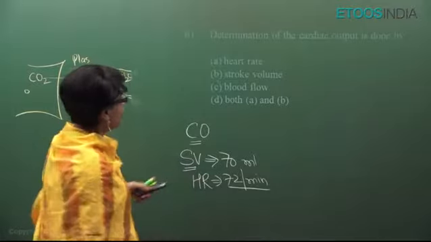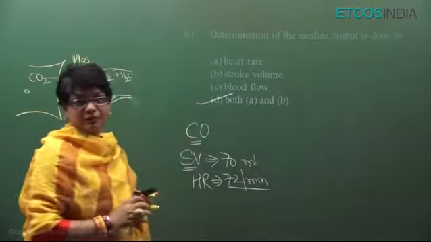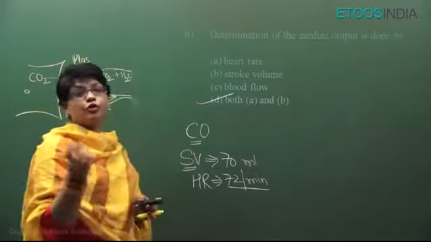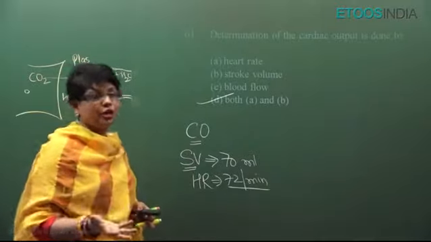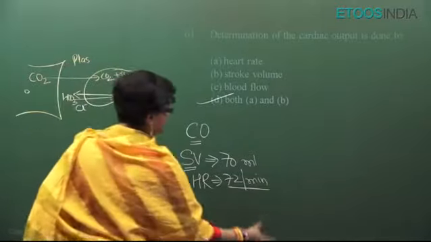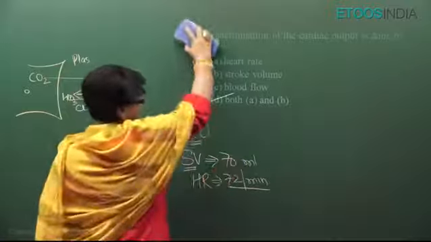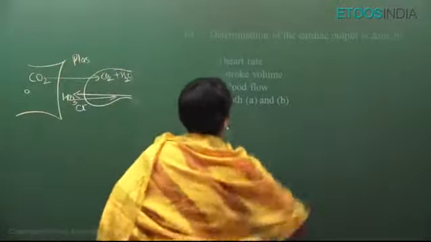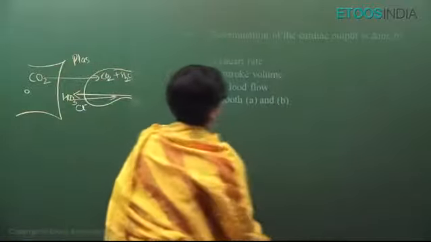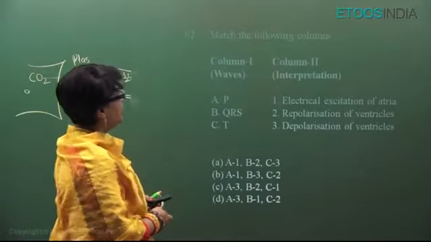So stroke volume and heart rate both determine it. If you increase the stroke volume or increase the heart rate, cardiac output will be increased. Or if you reduce, it will be reduced. So it is determined by both. CO is equal to heart rate multiplied by stroke volume. Answer is D. Now match the columns.